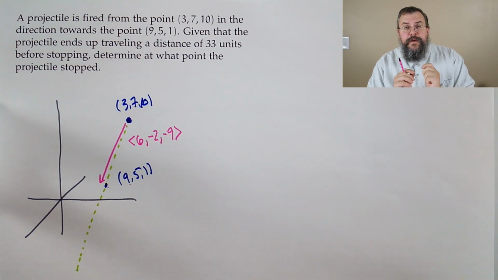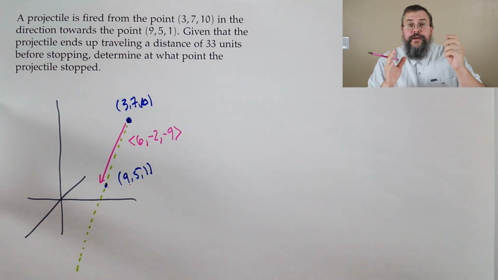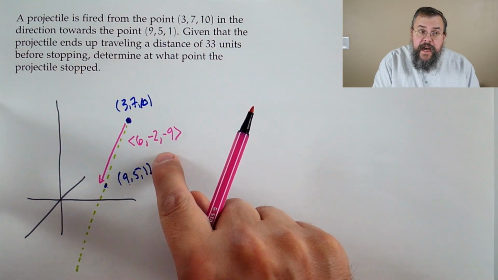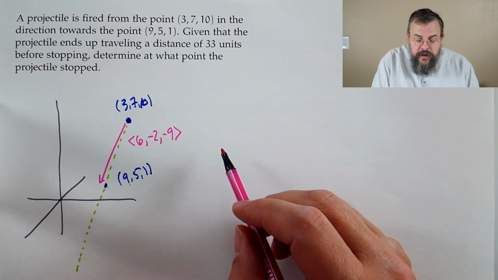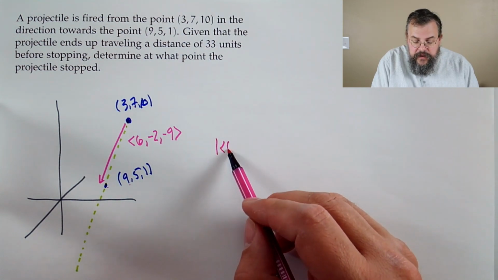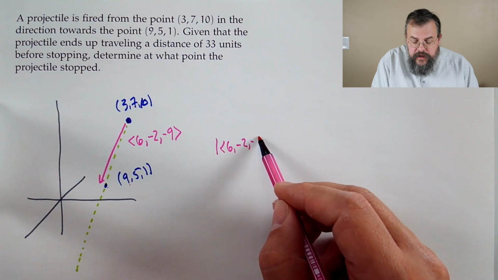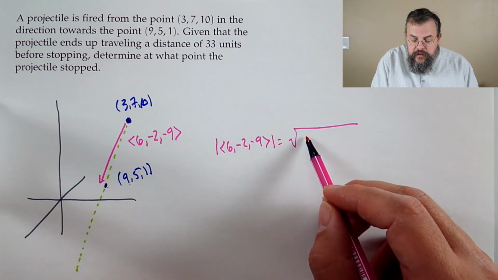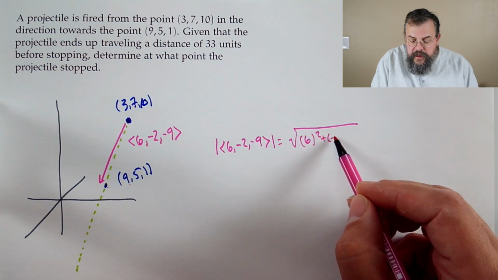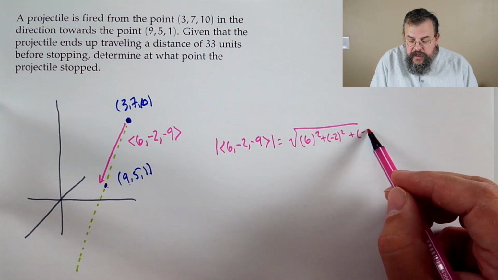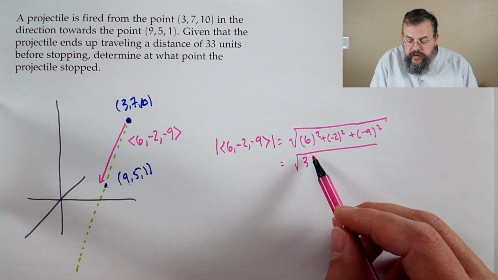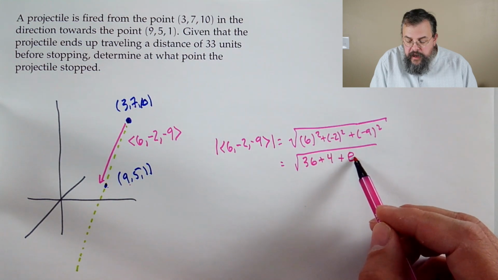The next thing we want to do, though, is be careful because we know that vectors have 2 things. They have a direction, but also magnitude. So let's ask the question, what's the magnitude of this vector? The magnitude of the vector 6, -2, -9 would be the square root of 6 squared plus (-2) squared plus (-9) squared, which would be the square root of 36 plus 4 plus 81.